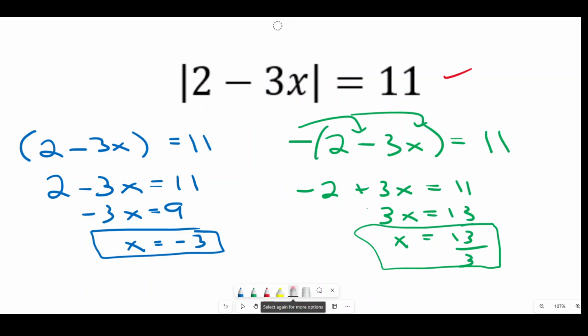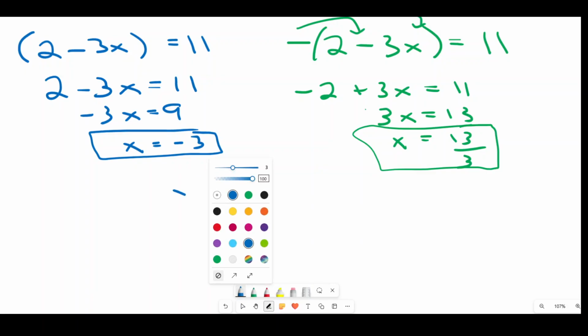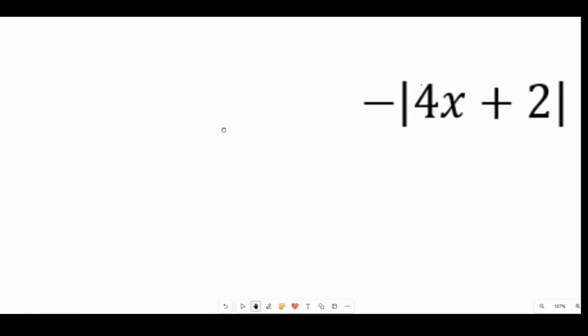And currently, with the students I'm working with, I'm encouraging you to write your answers using either interval or set notation. Because this isn't an interval answer, this is just two distinct numbers, then we will write it that x is an element of the set of numbers -3, 13 over 3, and that's the answer to that question. Good stuff. So good that I want to do another one. Let's look at another question.